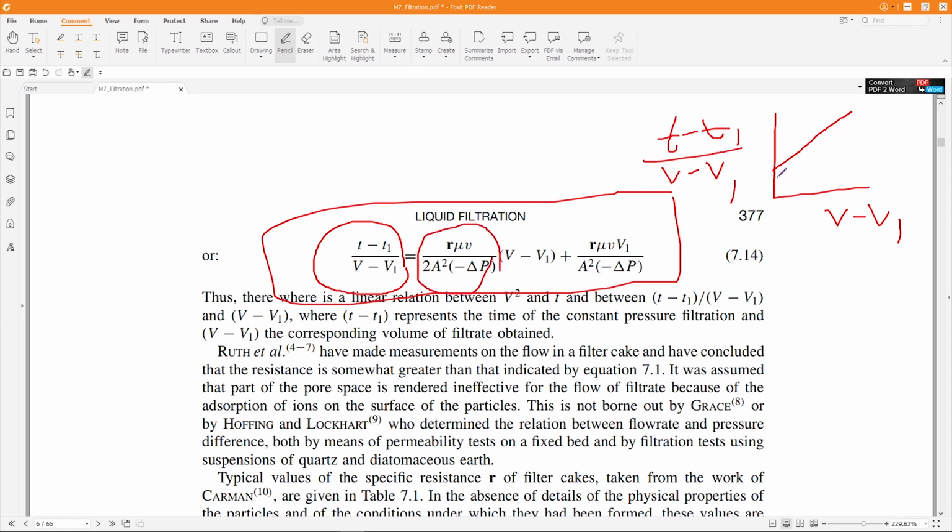What will be the intercept? This will be the intercept, so the intercept value will be this. From the graph you can get the slope value, right? From this you can get the intercept. If you put these values, you can calculate all other factors. The pressure will be given, so you can find out the membrane and cake resistance and so on.